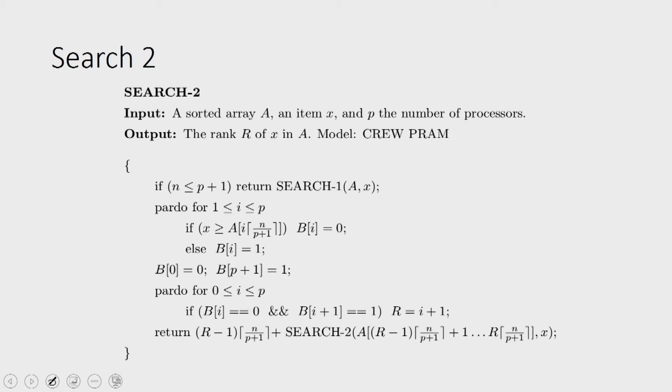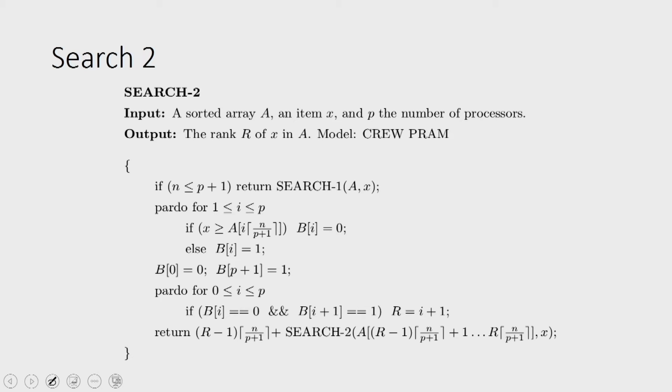When the input is a sorted array A and we have to search for an item x, and P is the number of processors, where we want to find the rank R of x in A, we proceed as below. When n is less than or equal to p plus 1, that is, the number of elements is less than or equal to the number of processors, then we use the first algorithm. That is, we can perform the search in order one time.